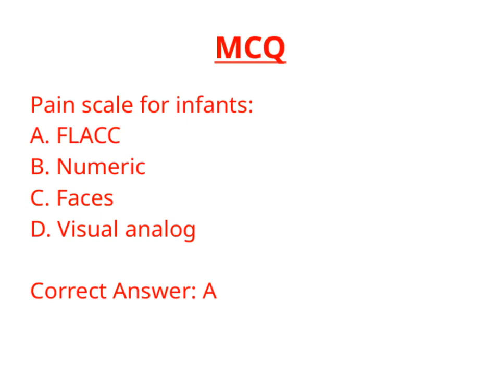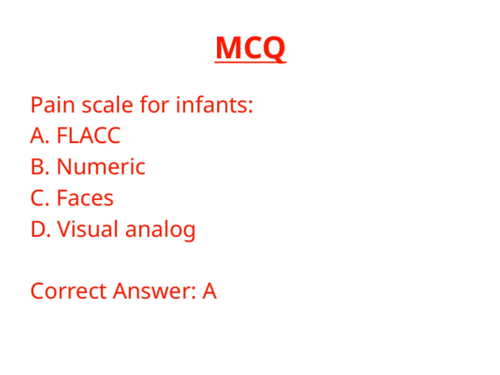Let's take a closer look at the pain scales used for infants. On this slide, we see 4 options: FLACC, numeric, faces, and visual analog. The correct answer here is A, the FLACC scale. Now, the FLACC scale is particularly useful because it assesses pain based on 5 different categories: face, legs, activity, cry, and consolability. This makes it especially valuable for infants who can't verbally express their pain.